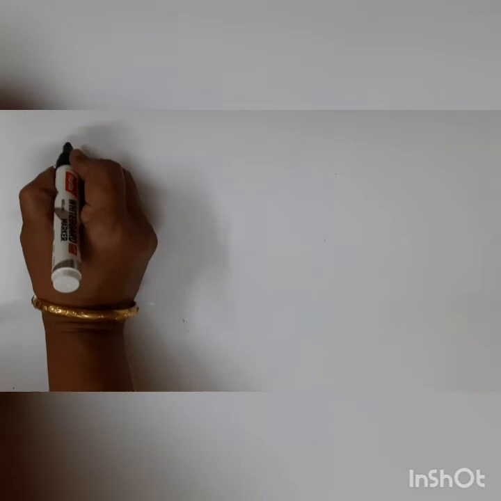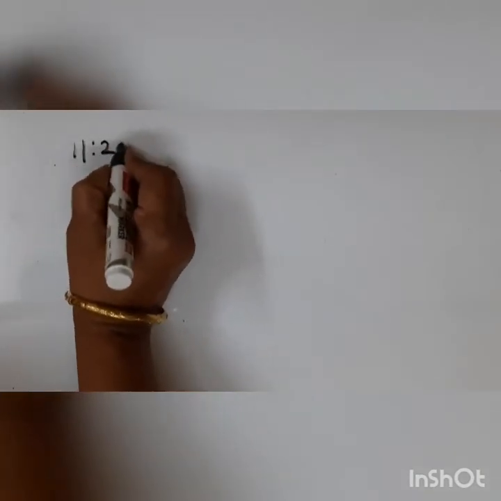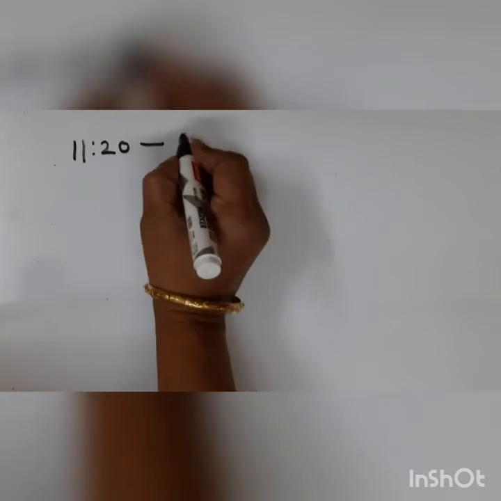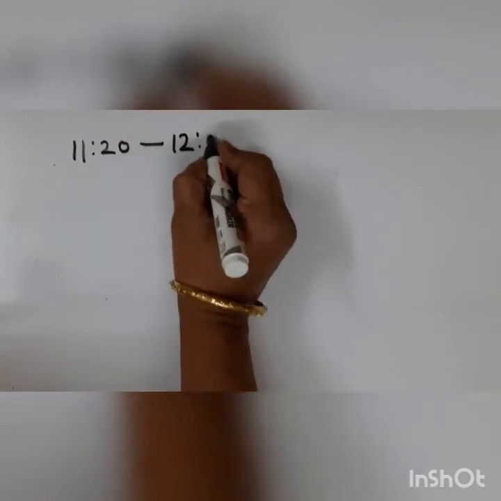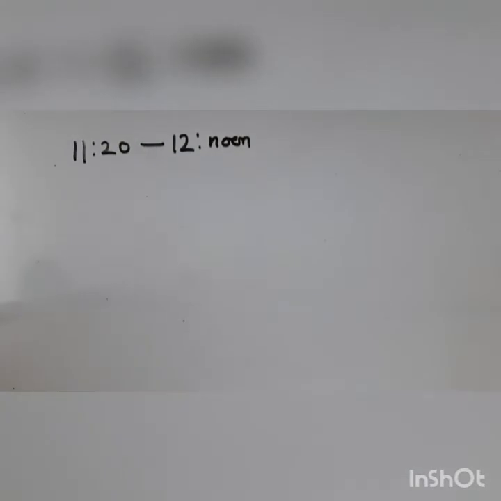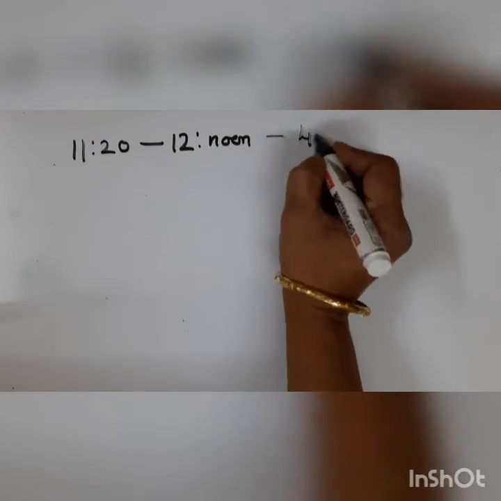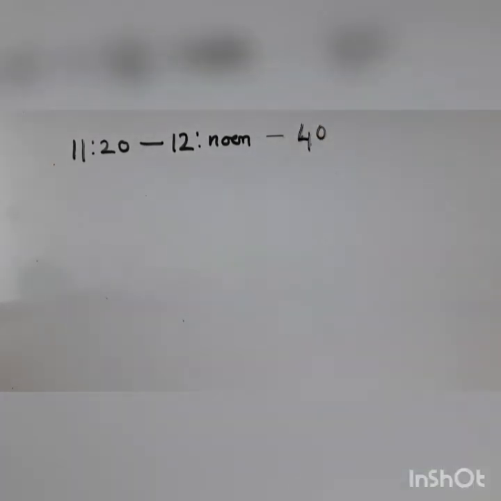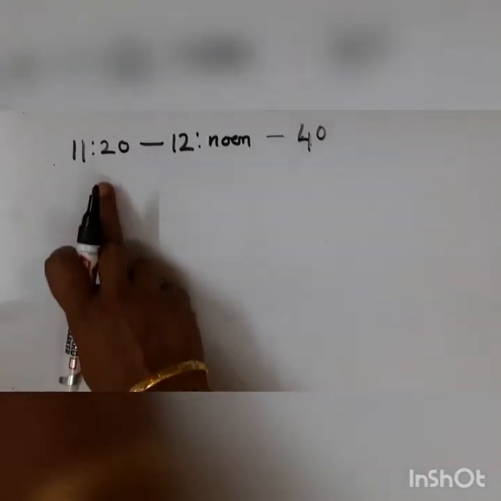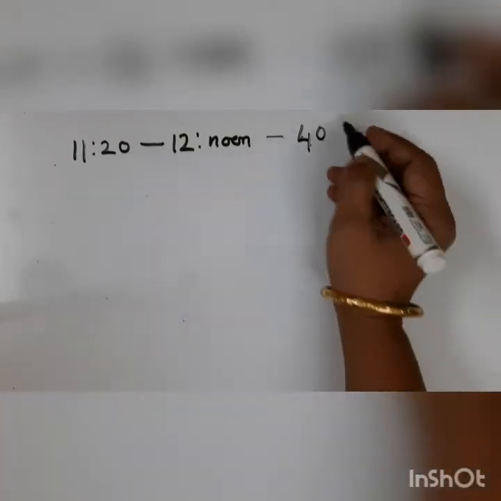So what do we do? First, children, what you do is, see, 11:20, correct? So 11:20 to 12 noon. How many minutes that will be, children? Come on, tell me how many minutes? 40. Correct? Correct or no, children? 1 hour is how much? Yes? 60 minutes. So from 11:20 to 12 noon, it is 40 minutes.